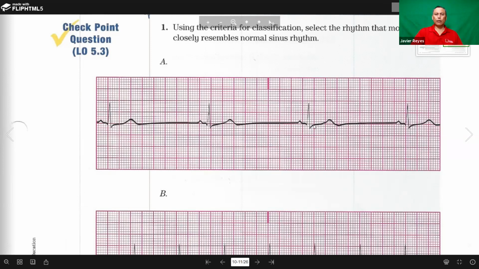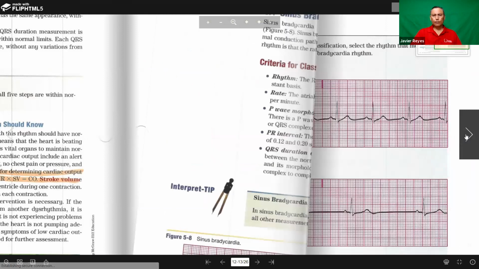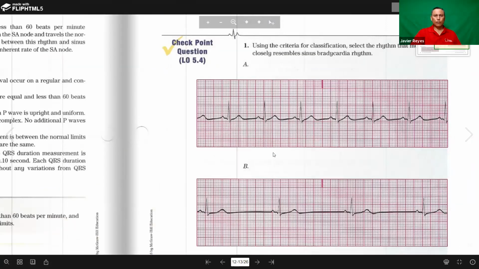So you have to measure it. And then lastly, you measure the QRS, 1.5, 1.5, 1.5, and so on. The only problem we see in this one, letter A, is the rate. It's slow. Other than that, it's a normal sinus rhythm, sinus bradycardia. Any questions on this one, ladies? No? Very good. Okay, let's move on because we have to finish this.